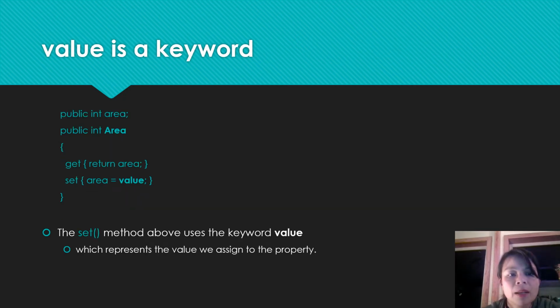Right, so value, remember, is a keyword. The set method above uses the keyword value, which represents the value we assign to the property. So here, set: area equals value. This represents the value that we assign to the property here.